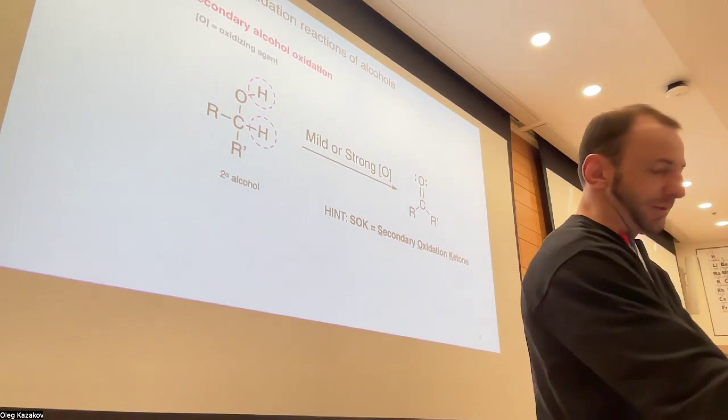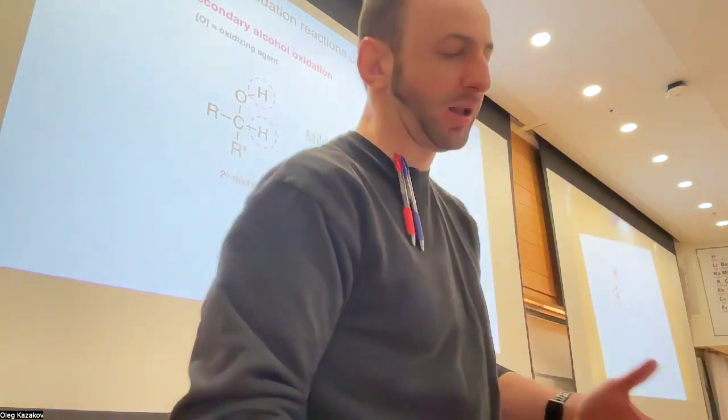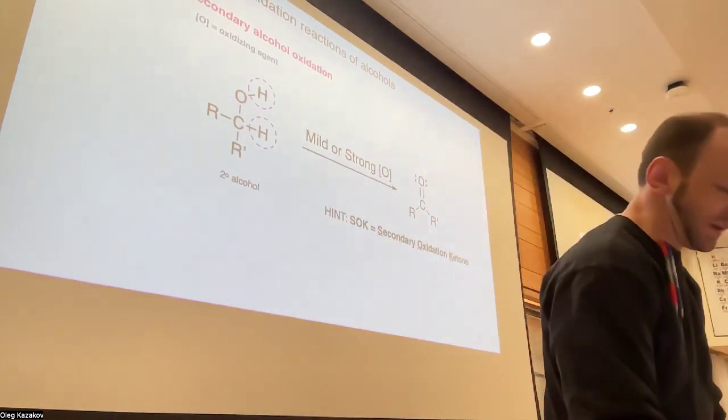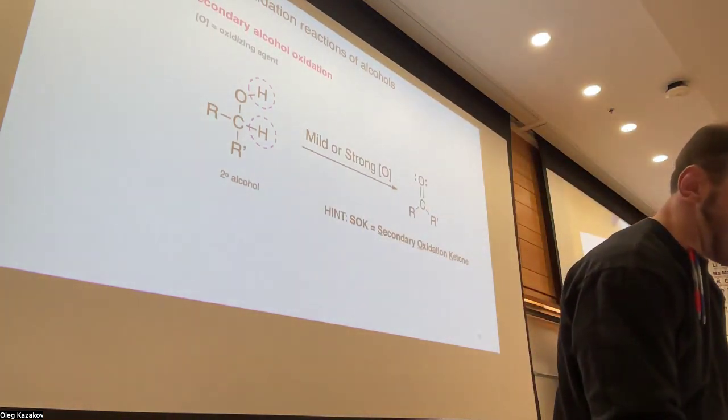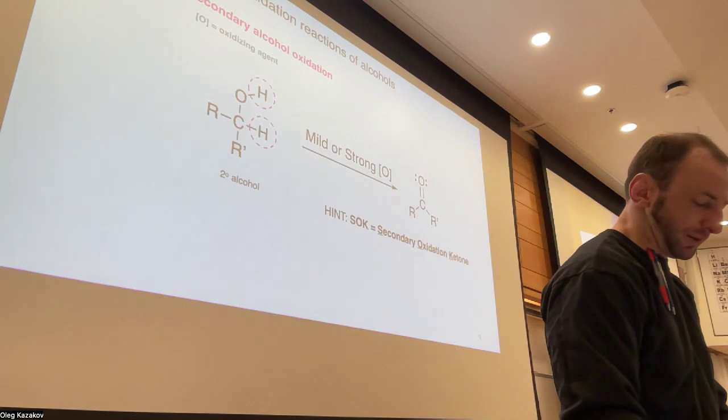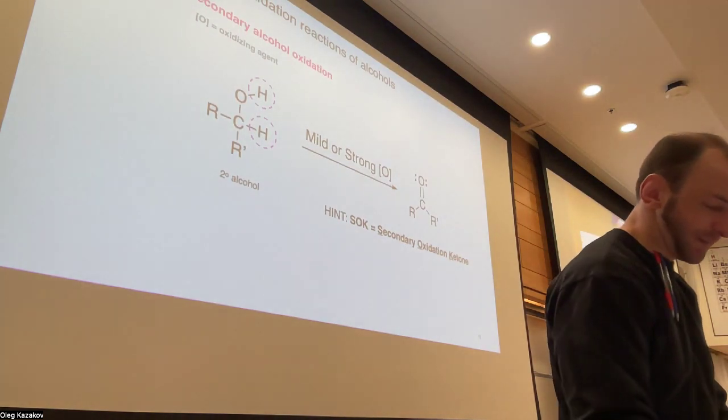And upon the oxidation, here we have mild or strong, right? So it's pretty good here. You have some liberty, so to speak: mild or strong oxidizing agent. So let's redraw the structure. As a result, we are going to have something like that.